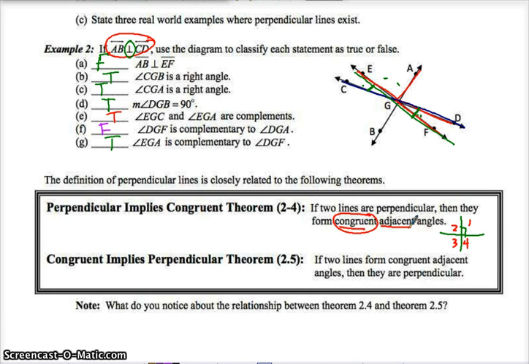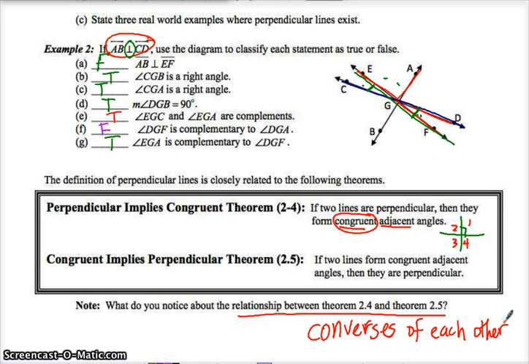Now what do you notice about 2.5? If two lines form congruent adjacent angles, then they are perpendicular. What is the relationship between 2.4 and 2.5? 2.4: if two lines are perpendicular, then they form congruent adjacent angles. 2.5: if two lines form congruent adjacent angles, then they are perpendicular. So what are they? You just took a quiz on this. Hopefully you're saying to yourself, oh yeah, those are converses of each other. They are converses of each other. So it goes both directions here. So this is the converse, and again, if two lines form congruent adjacent angles, then they must be perpendicular.